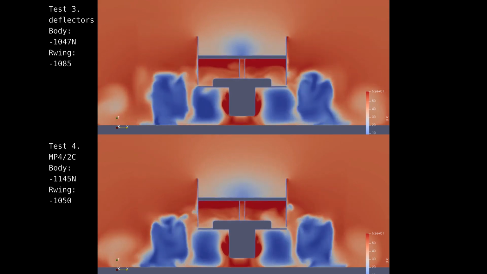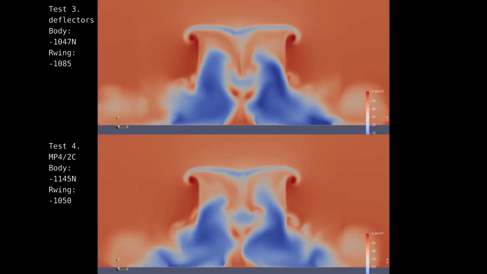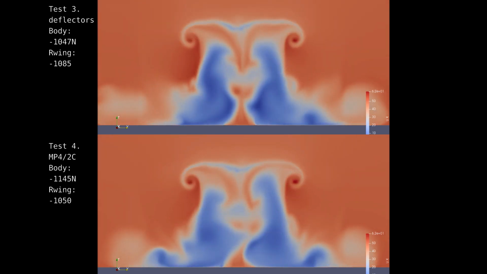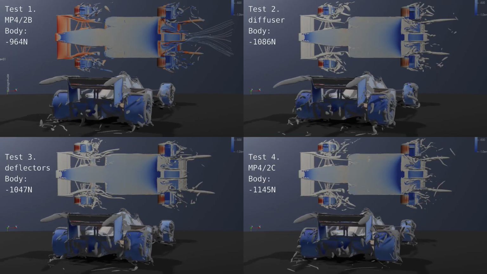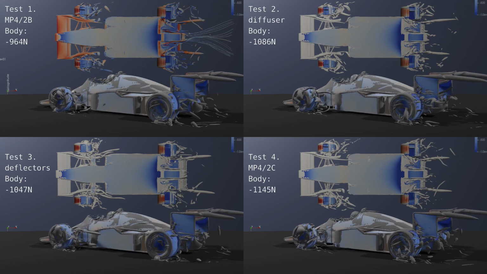In terms of principles, the low velocity blue region that follows the car is where you want the air from under the car to fill. The bigger this region is, the more air you can fill it with. There isn't a large amount of difference in flow structure around the car for these 4 experiments.